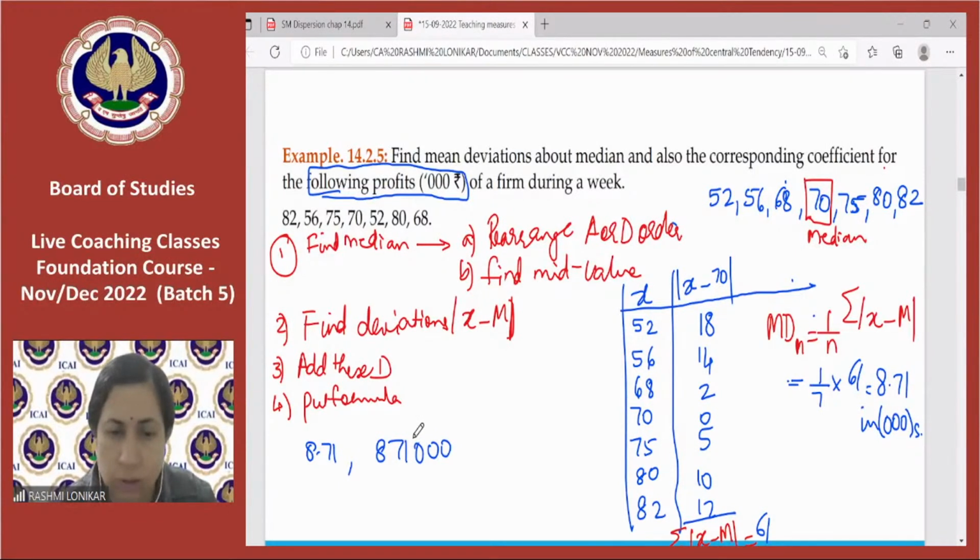Because the data that was given is already in thousands. Okay, so what is the profit of the firm during the week? Here it is 82,000, then 56,000, then this. So this is into 1,000. 8.71 into 1,000, so that is 8710.